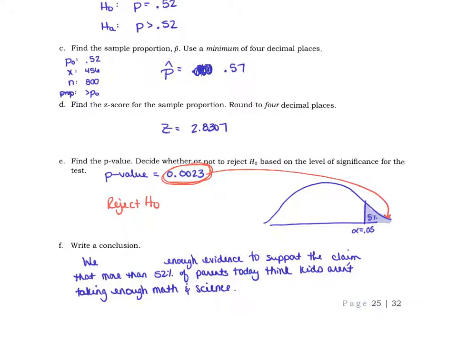So what is our conclusion? And again, I have everything there except for the either we have or we do not have. So since we are rejecting, we have enough evidence to support the claim that it is indeed more than 52% of parents that think kids aren't taking enough math and science.